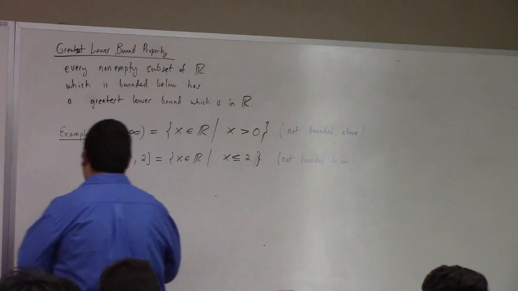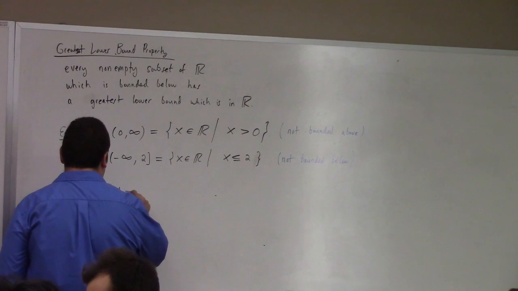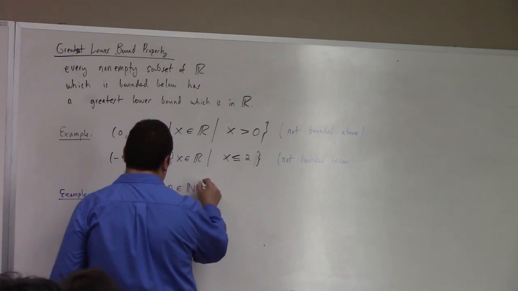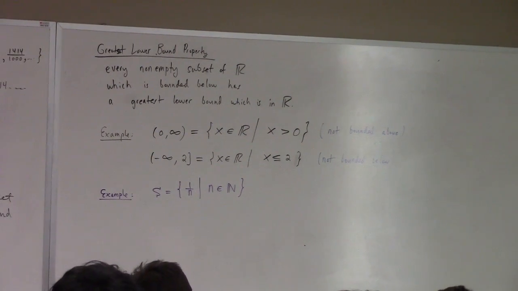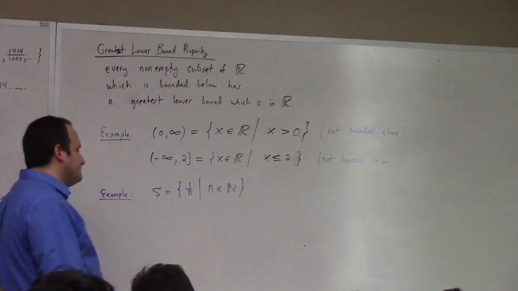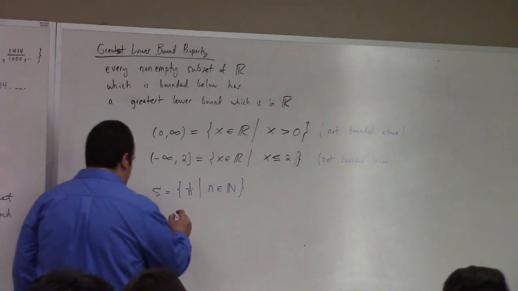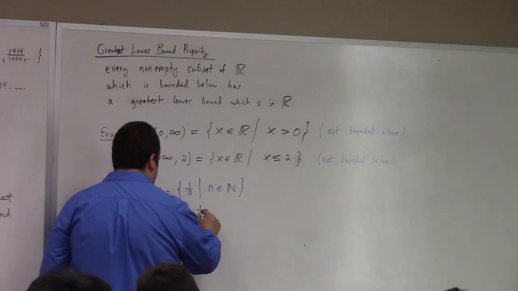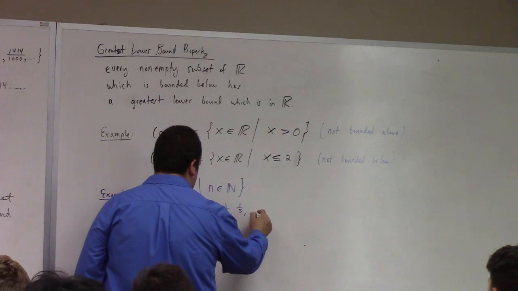Let me see if I can come up with some other examples for you guys. How about this? Let s be equal to 1 over n such that n is a natural number. Can you guys tell me what the least upper bound or greatest lower bound of this thing is, if there are any? Is it bounded above? Is it bounded below? It helps me to write this out. This is really 1, 1/2, 1/3, 1/4, 1/5, dot, dot, dot, right?